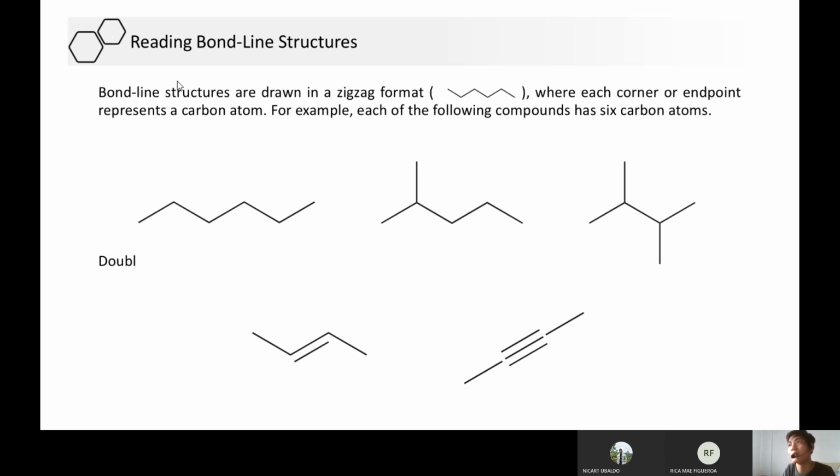Anyway, so mamaya. Okay, so, yung bond line structures, they are drawn in zigzag motion. No? So, naka-zigzag-zigzag yan. No? Wherein each corner or the endpoint represents a carbon atom. Ibig sabihin yan, may carbon dito, may carbon dyan, may carbon dito, may carbon dyan, meron dito, meron doon. So, each point ng zigzag may carbon. So, ilang carbon kaya meron to?